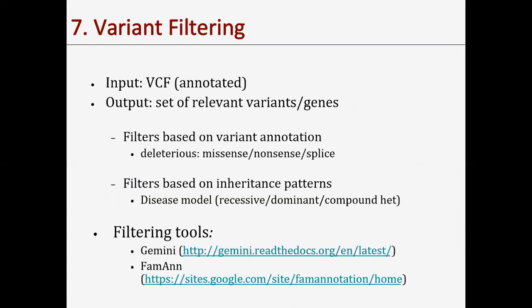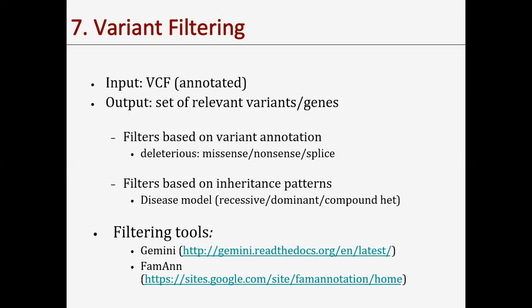For variant calling or variant filtration, the first step is the annotation. This will give us the relevant variants or the genes which could be potentially associated with the disease. So the filters are based on the variant annotation. First we have to look at whether the variants are missense, nonsense, or splice, because if they are missense, nonsense, or splice site variations, they will probably be pathogenic because they will alter the transcript and the protein.